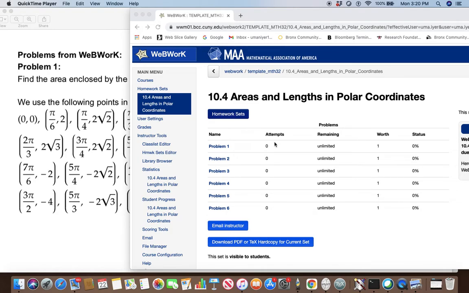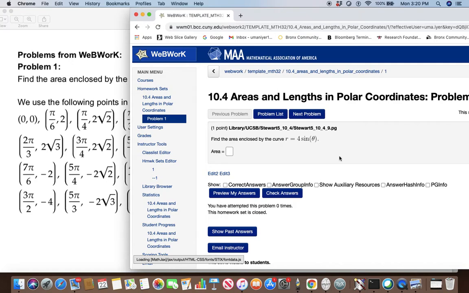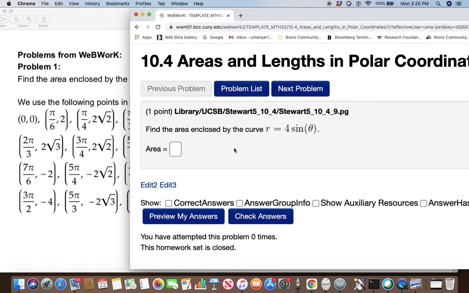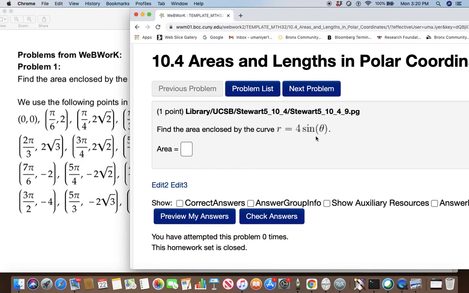Welcome back. Let's look at some problems from section 10.4 from WebWork. Problem 1. Find the area enclosed by the curve r equals 4 sine theta.